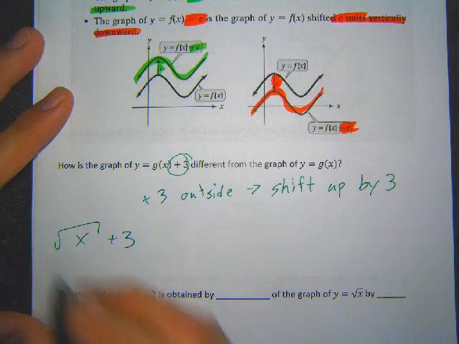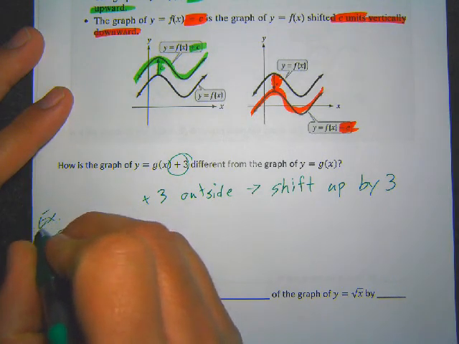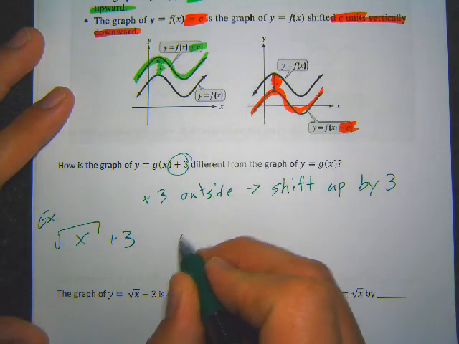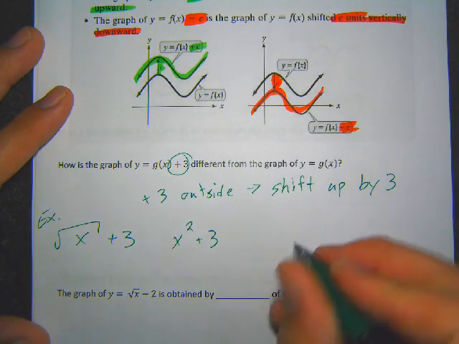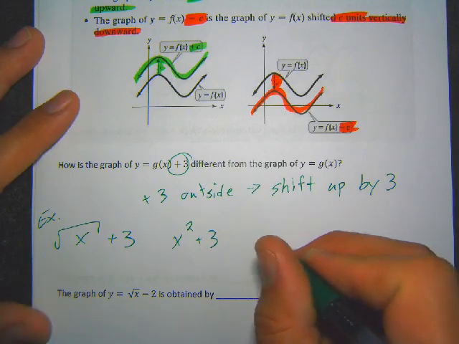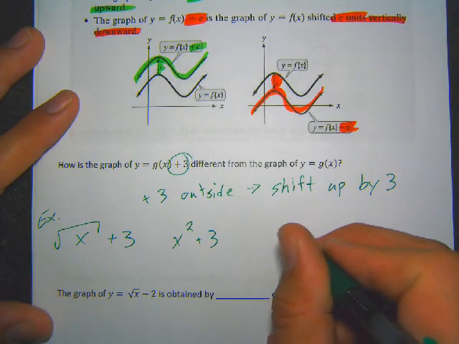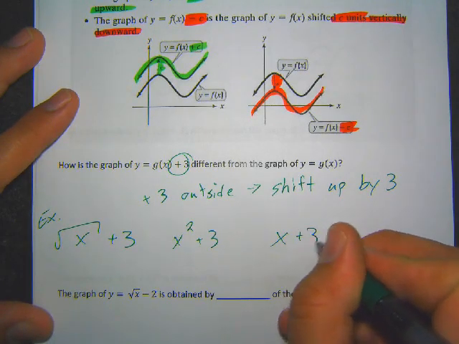Now it's moved up. That'd be an example. You could have the x squared function and just +3 on the outside. We said they have the identity function, where it was just like y equals x. We just take that and you add 3, and again, that's going to move it up.